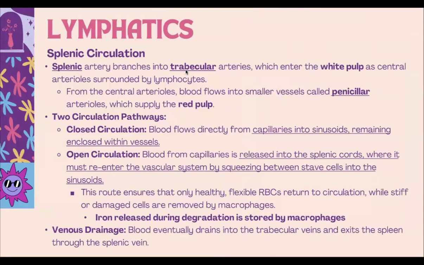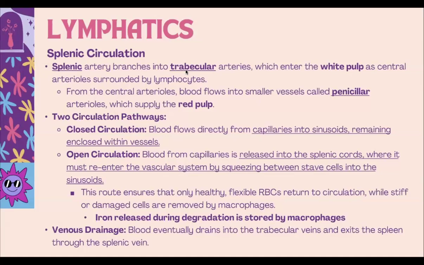They enter the white pulp and make the central arterioles. The central arteriole is surrounded by PALS, and from the central arteriole you get smaller vessels. These smaller vessels are called penicillar arterioles. Just think small. These small penicillar arterioles are the ones that go into the red pulp. So white pulp has central arterioles, red pulp has penicillar. That is the essential flow of the arteries.